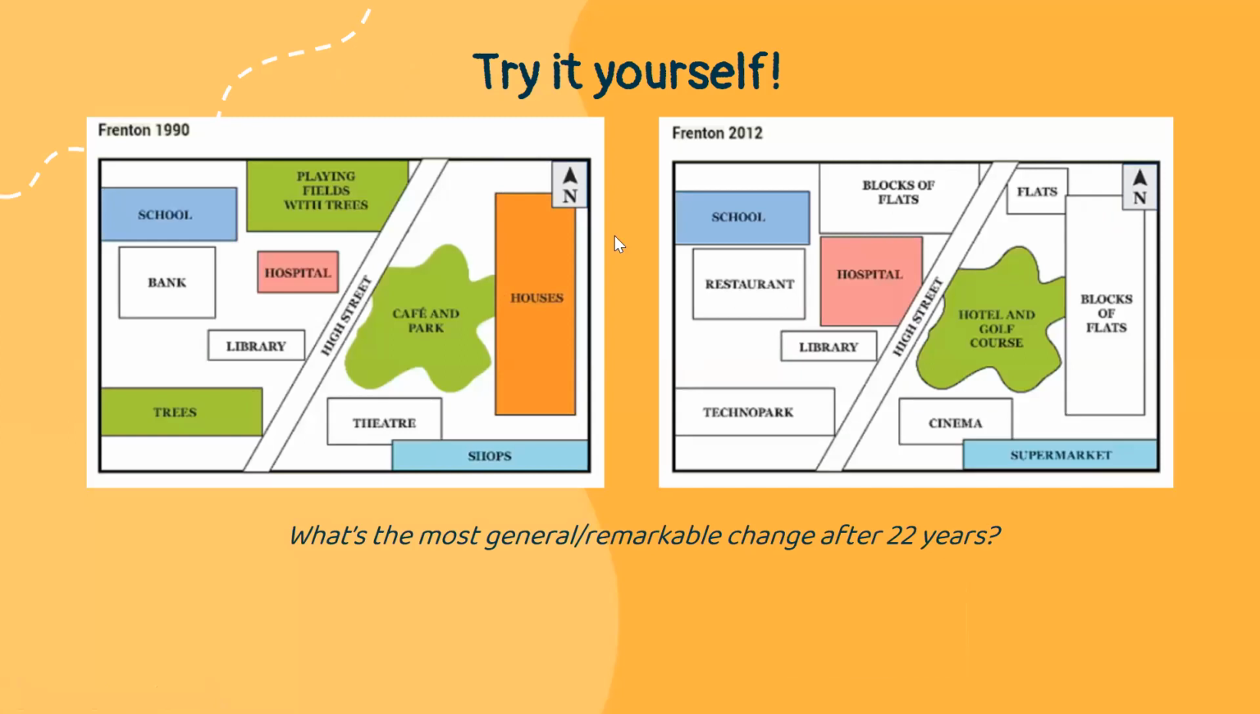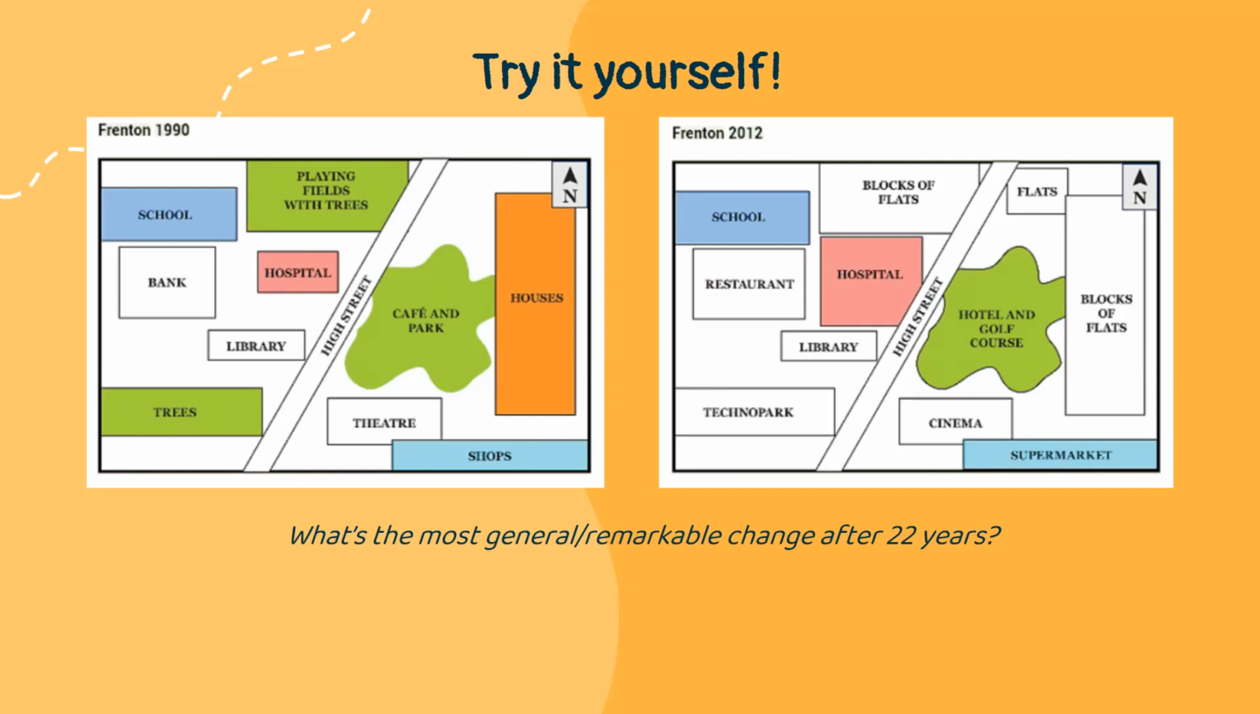Okay, so return to the town of Brenton. Could you describe the most general or remarkable change after 22 years in the map? Okay, Trọng Nhã, please. Could you give me a sentence to describe the overall changes? There are far fewer trees around the area after 22 years, and instead of that, there are more flats and buildings.